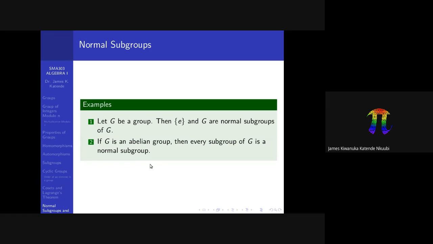Okay, so here are some examples of normal subgroups. If G is a group, then the group containing just the identity element and the whole group are normal subgroups.